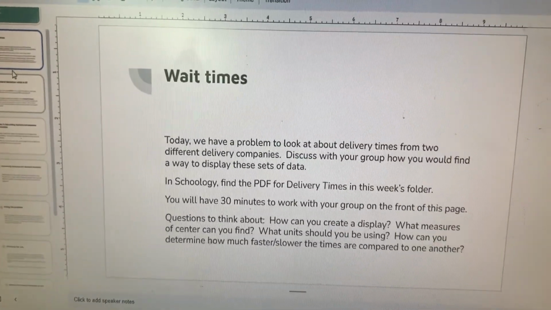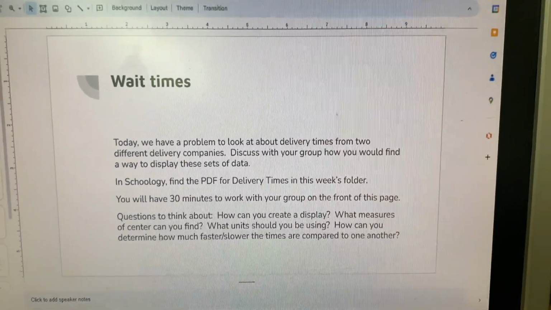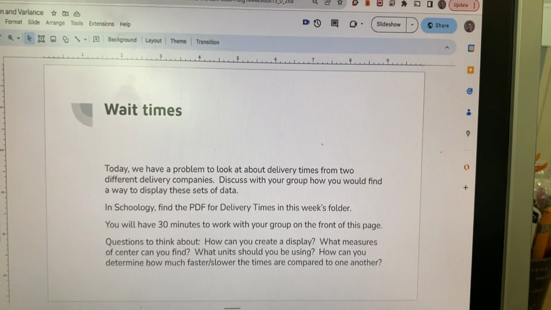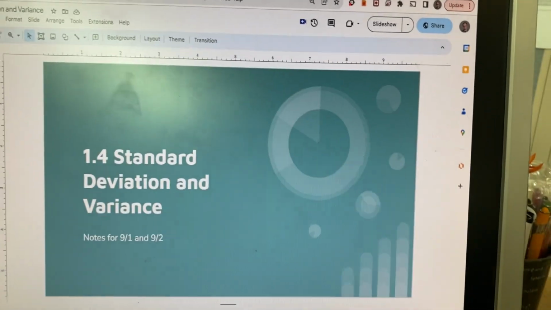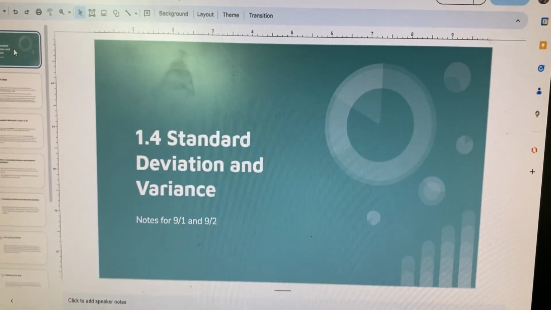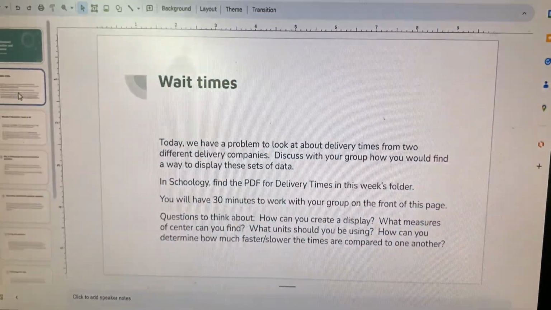All right, this is Mr. Wyrick, just making a quick video here for you today on these notes while I'm out. We'll get to fixing the test when I come back. So this is 1.4 standard deviation and variance.